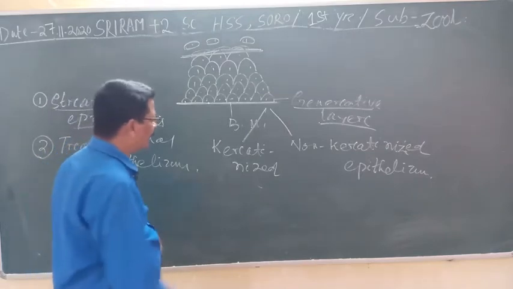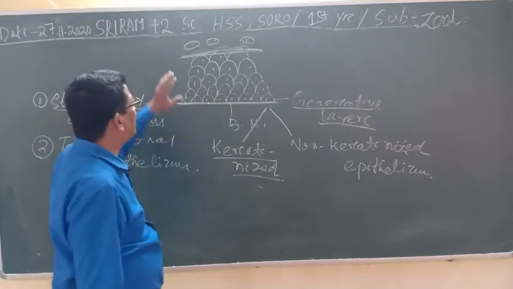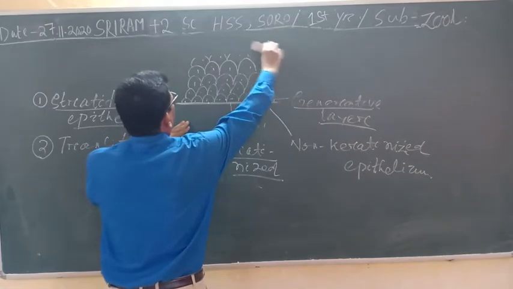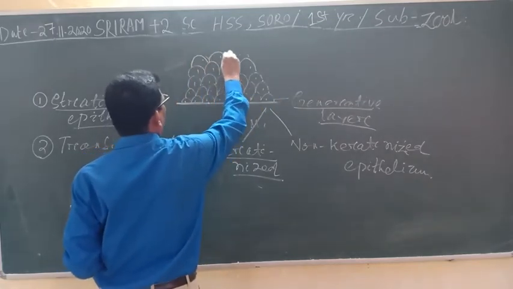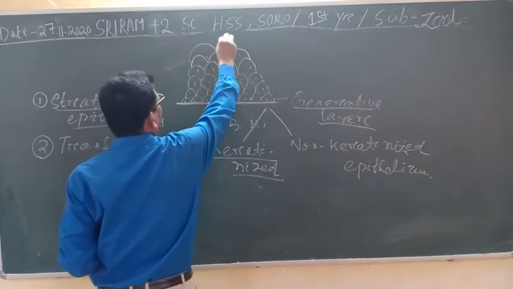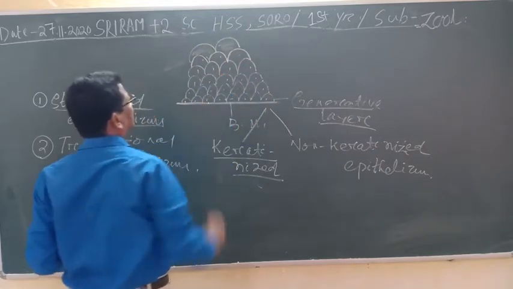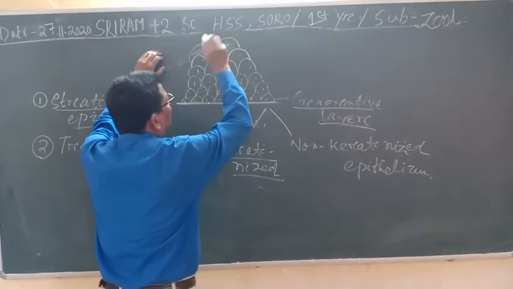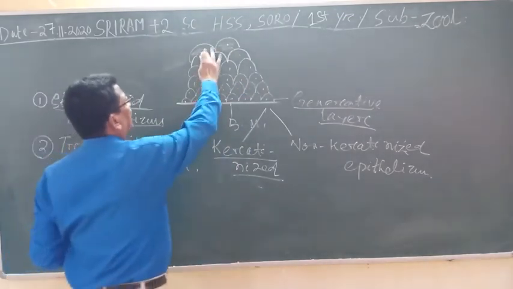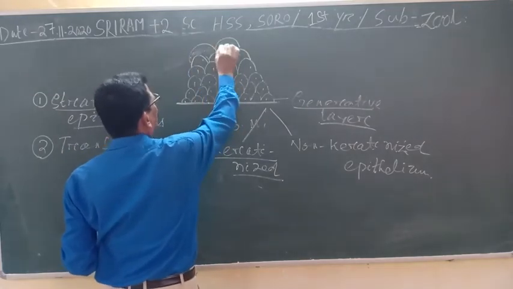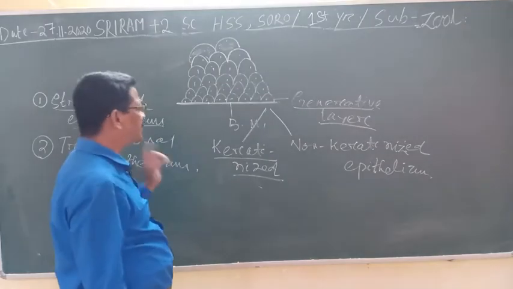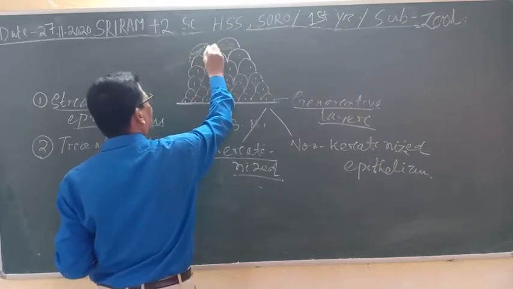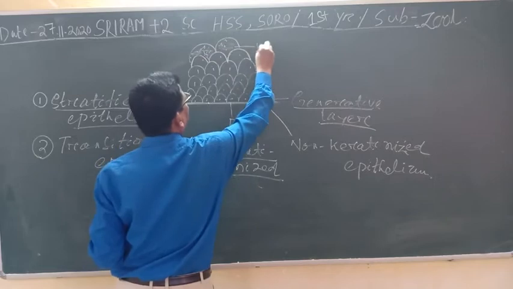What is the meaning? Keratinized means that here, in this keratinized type of stratified epithelium, the outer layer of this epithelium, the cells of the outer layer, become dead and non-nucleated due to the deposition of the branched and insoluble horny protein known as keratin.